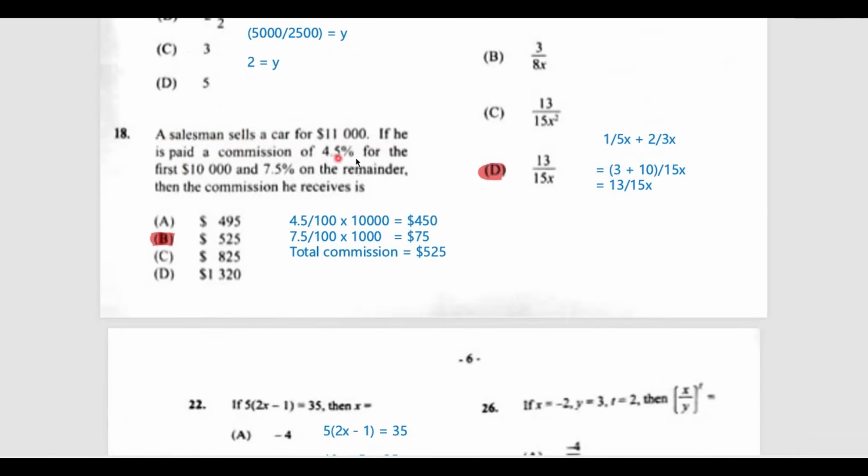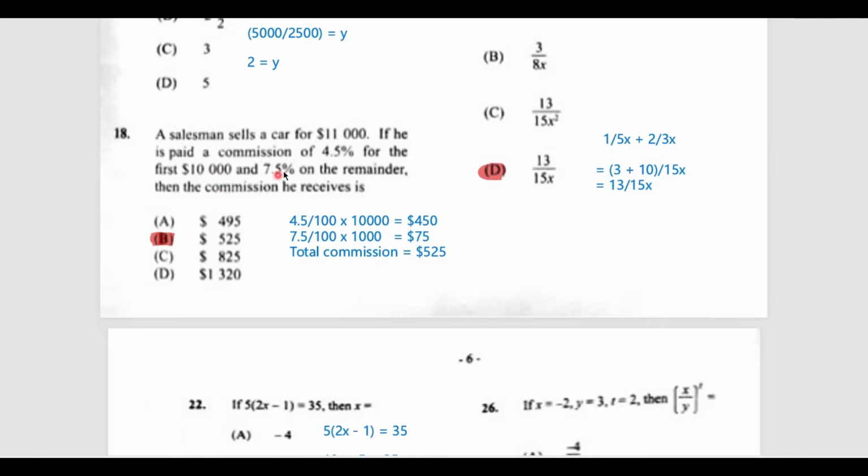Number 18, a salesman sells a car for 11,000. He's paid a commission of 4.5% for the first 10,000 and 7.5% on the remainder. Then the commission he receives is... So we're going to find 4.5% of 10,000. So it's 4.5 over 100 by 10,000. You'll get $450. When you cross out all your zeros, you'll get 100 by 4.5. Move the point 2 places to your right, you'll get 450.